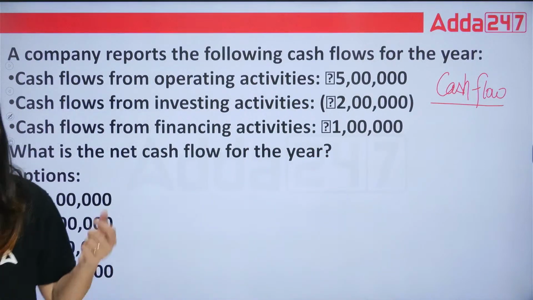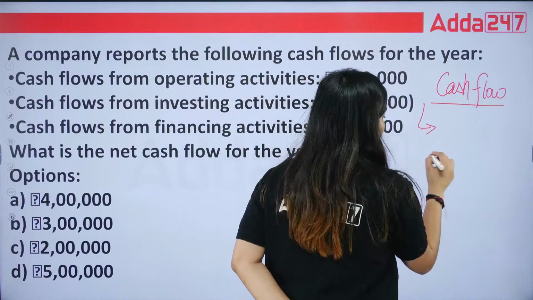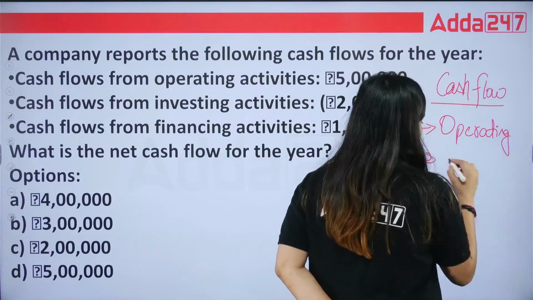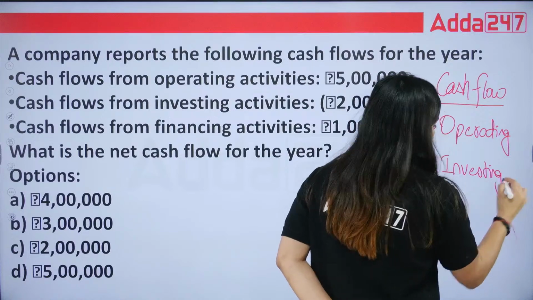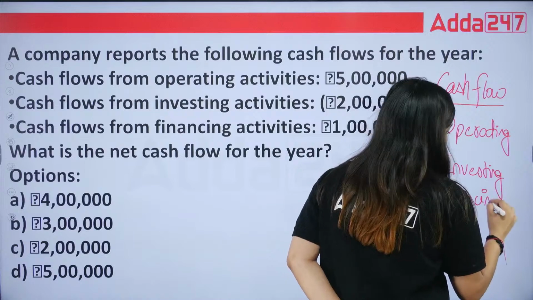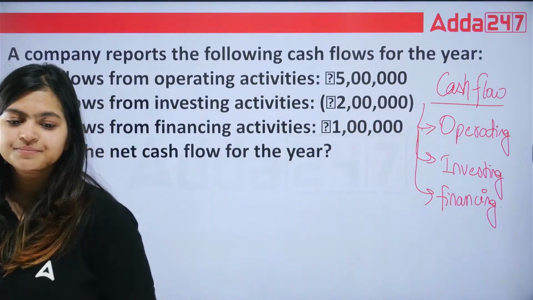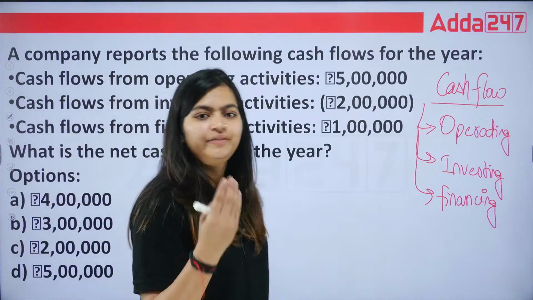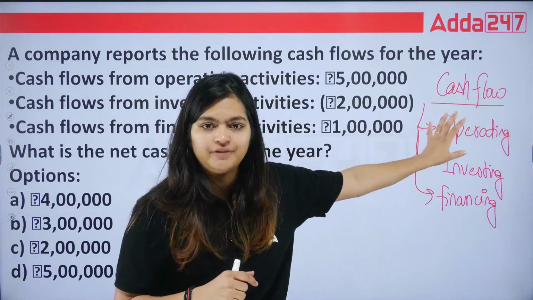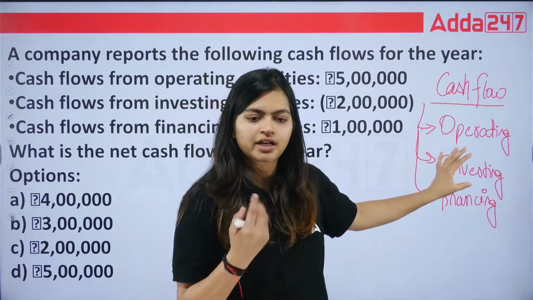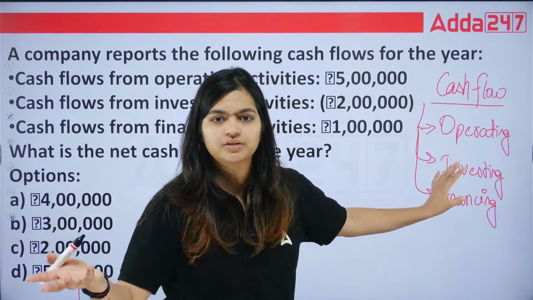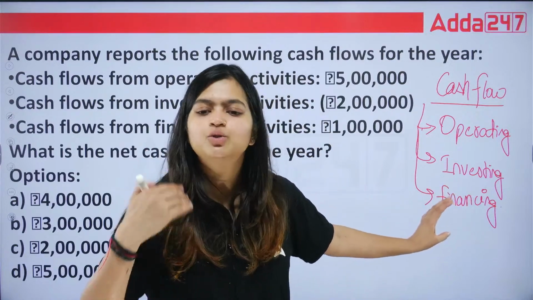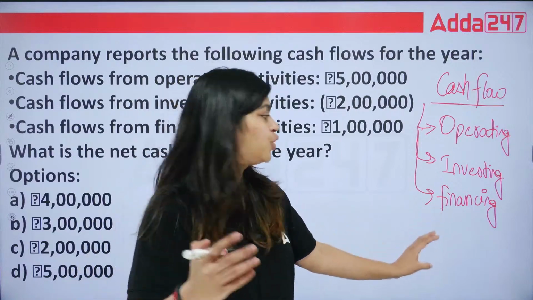You know that under cash flow we divide the activities into 3 parts. First is your operating activity, next is your investing activity, and third is your financing activity. Operating, investing, financing. For our day-to-day activities, we show them under operating activities. Under investing activities, we show the investment amounts. And in financing, whatever we are borrowing through equities, preference shares, debentures, we show it under financing.